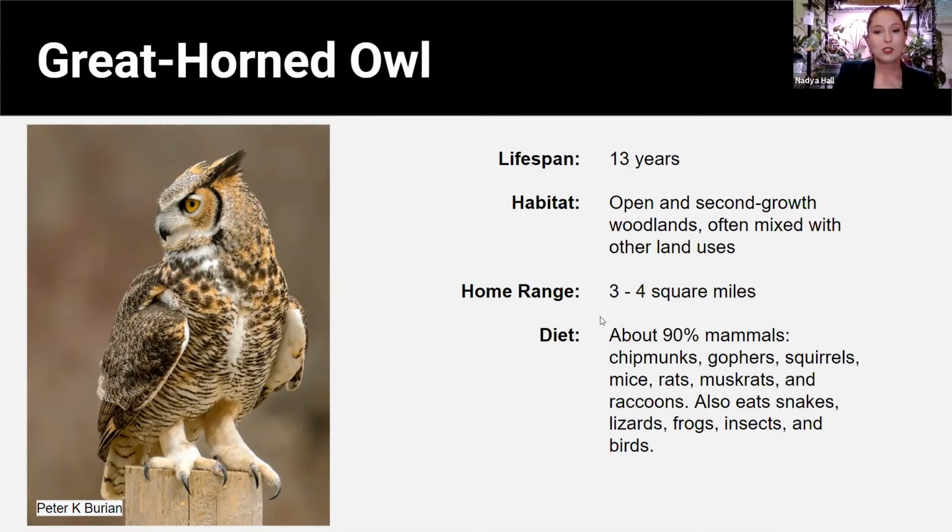Their home range is a bit smaller than something that we've been looking at, 3 to 4 square miles, and about 90% of their meals are not necessarily those songbirds, but are the small rodents: the chipmunks, the gophers, the squirrels, the mice and the rats and the muskrats. Because the great horned owl is on the larger side, the occasional raccoon or maybe a baby raccoon. They'll also go for snakes and lizards and frogs and insects, and of course, birds.